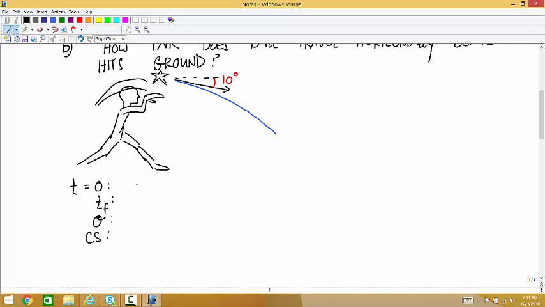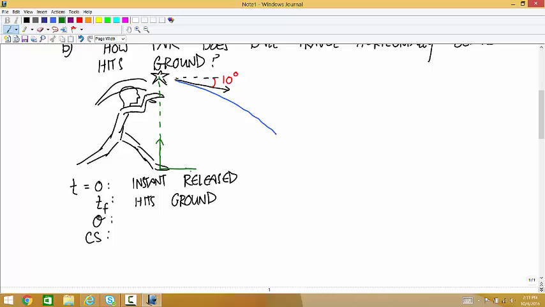Time equals 0 is the instant it's thrown. I'll call it the instant released. Time final is when it hits the ground. And the origin location, let's put it on the ground beneath where it is when time is equal to 0, so beneath that release point.